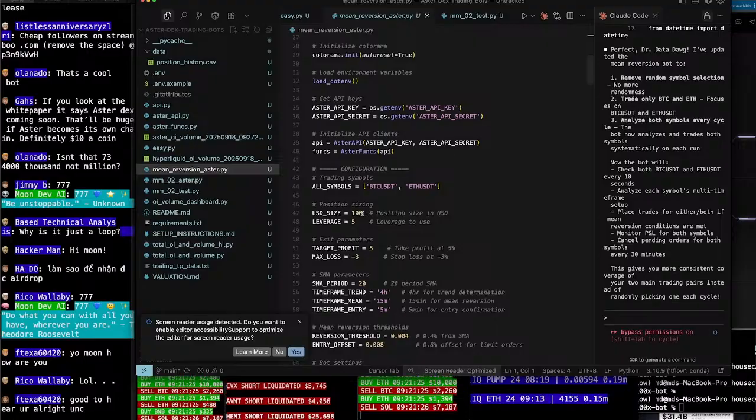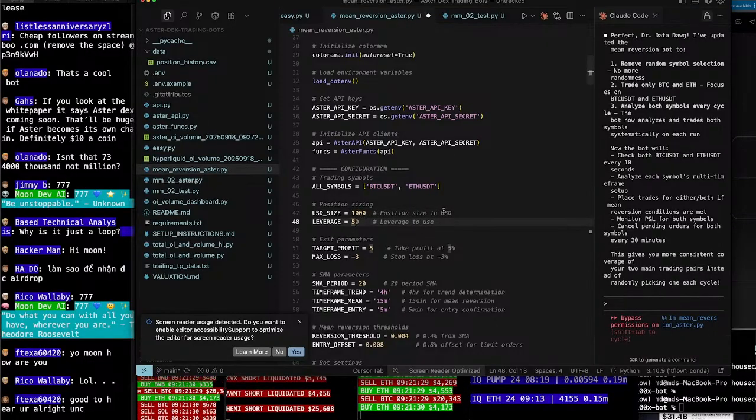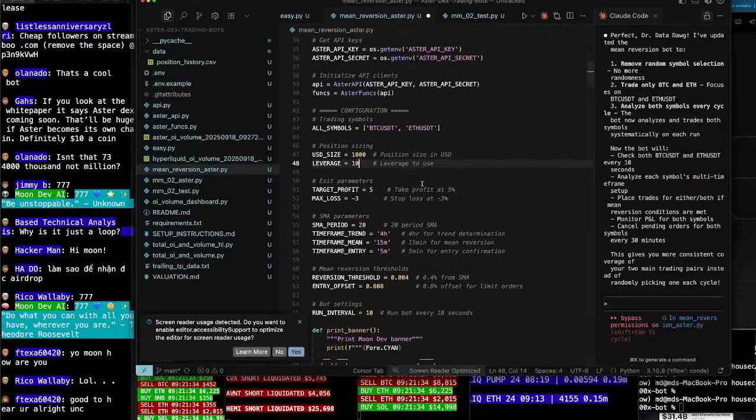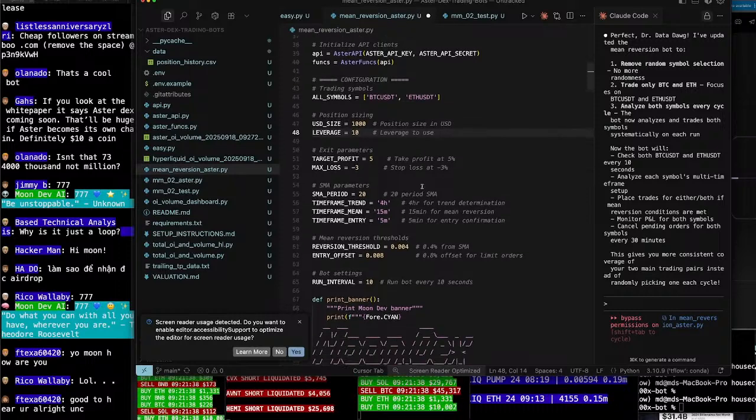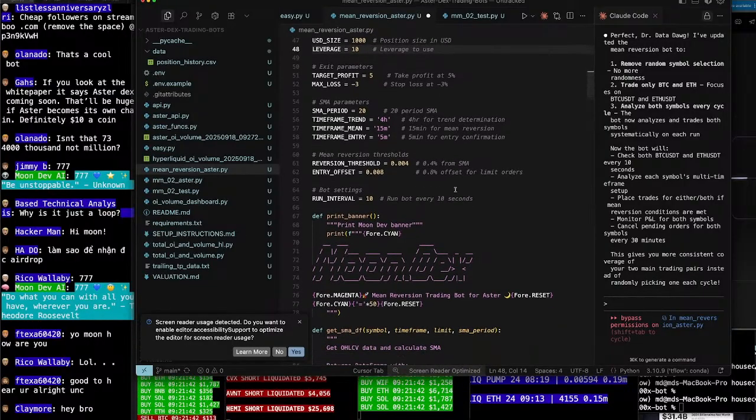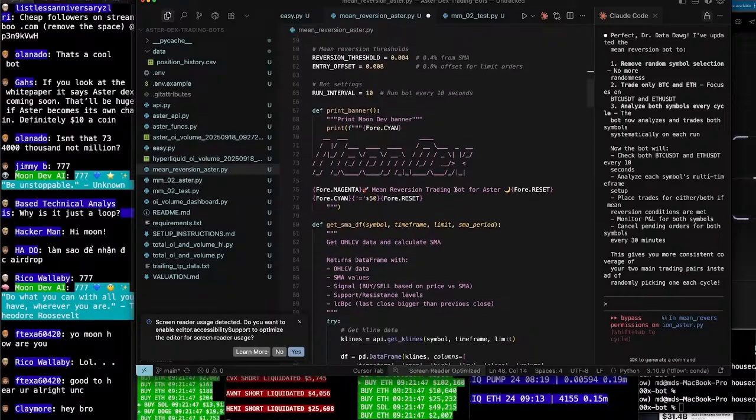Size is $100. I might increase that to 1,000. Leverage a little bit more. Very risky, but it is a specific use case, you know. Exit parameters, okay. SMA period 20. Reversion threshold. What's up, Claymore? How are you? Run interval every 10 seconds.